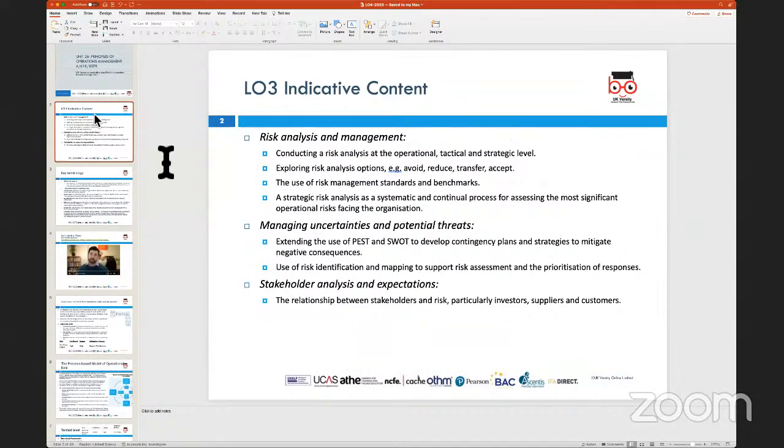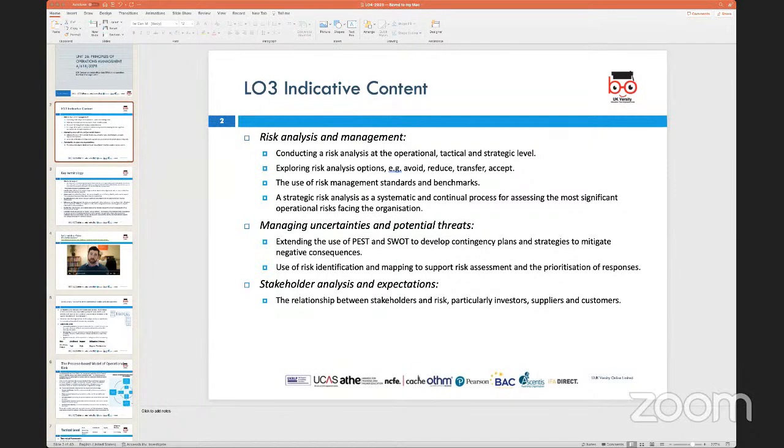Now, as always, I've got a presentation that we'll go through. I've got some slides which will cover all the indicative content, which is predominantly in this learning outcome 4. And it is divided into 3 broad categories or parts. One is risk analysis and management. The second is managing uncertainties and potential risks. And the third is basically looking at stakeholder analysis and expectation.